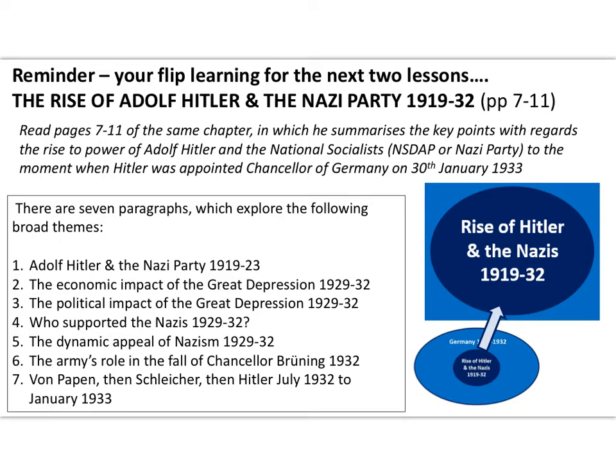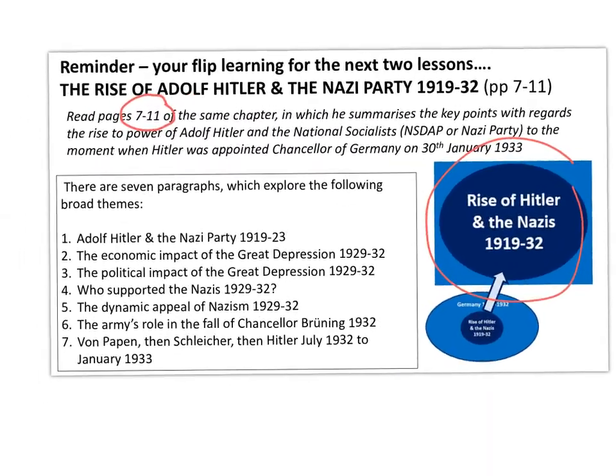And then, as I say, for the next two lessons we continue with the same prologue, but I want you to read the second half of that chapter. What he does is focus in on the middle bit, the rise of Hitler and the Nazis. There are seven paragraphs in that second part of the chapter, and those seven paragraphs are all listed there.